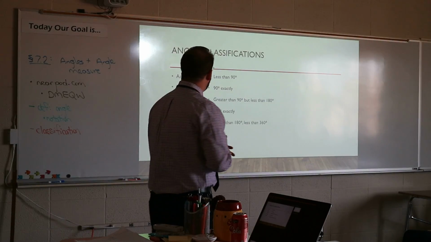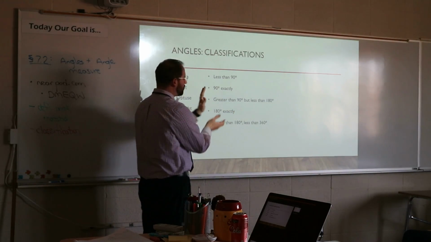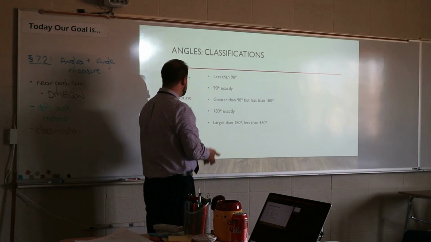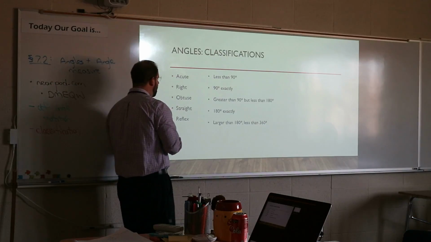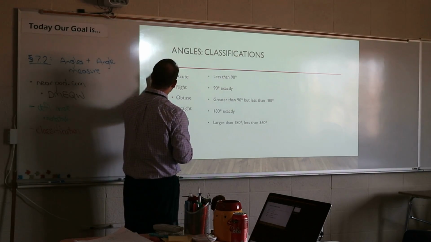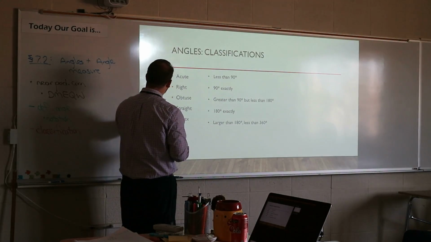How do you know? If it's acute, that means it's small. If it's right, it's straight up and down. If it's obtuse, it's past that, it's big. Straight is a straight line, and reflex is past straight. These are all the pictures that you should be looking for. Something like this.